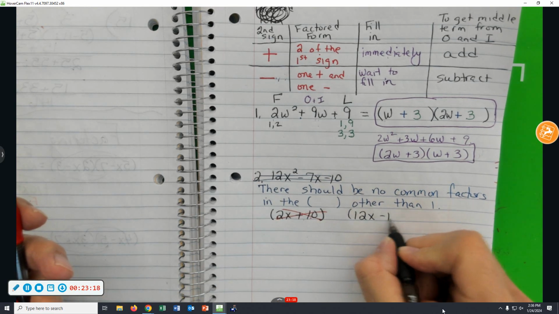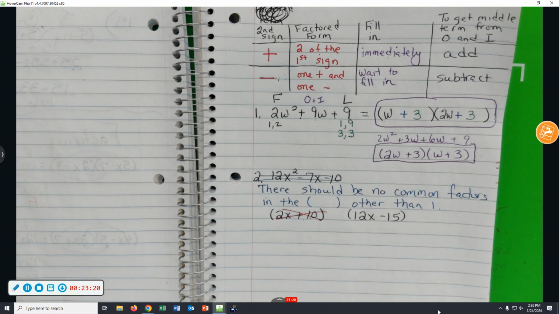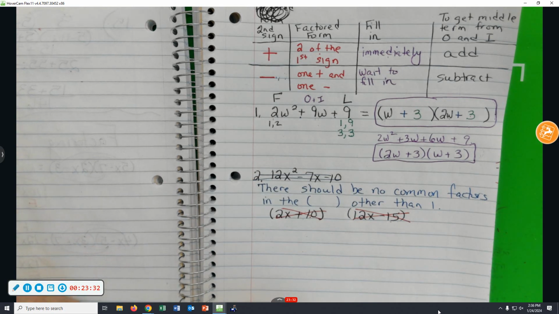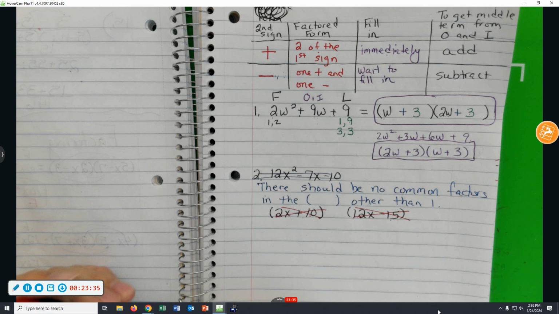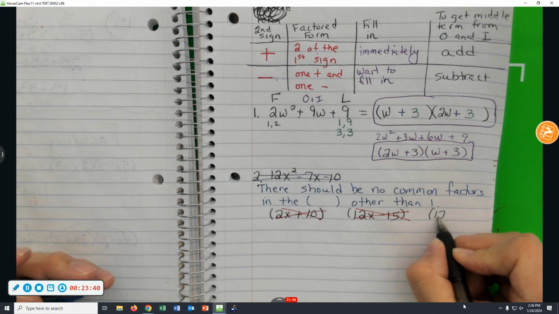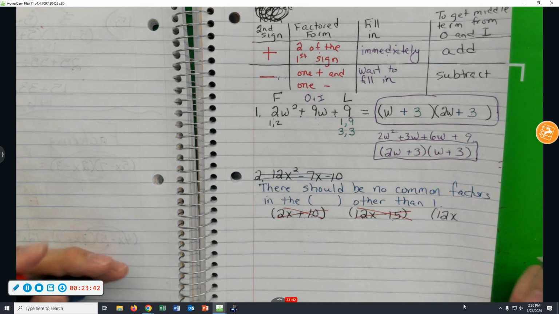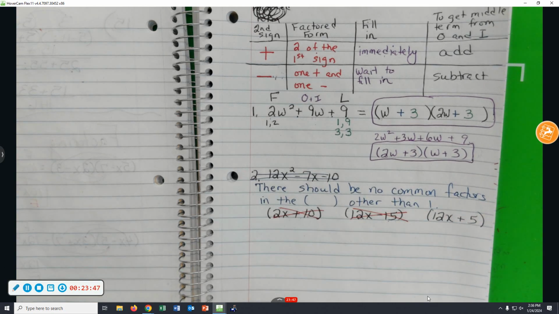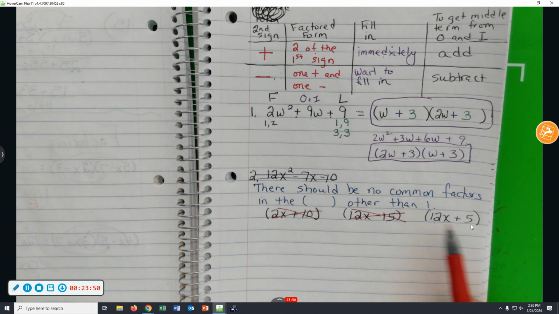What about this one? 12x minus 15. Could you ever have that as a correct answer? What number divides into 12 and 15? 3. Mm-hmm. Okay? If it's factored correctly, the only thing that can divide evenly into those numbers is 1. And that'll help you when you have a lot of possibilities for the first and last options. What about something like 12x plus 5? Would that be okay? Is there any number other than 1 that divides evenly into 12 and 5?